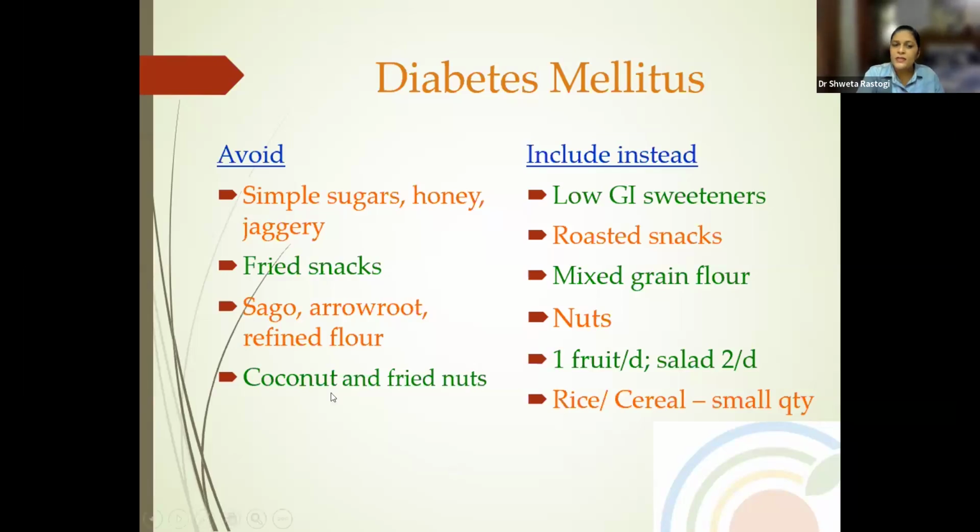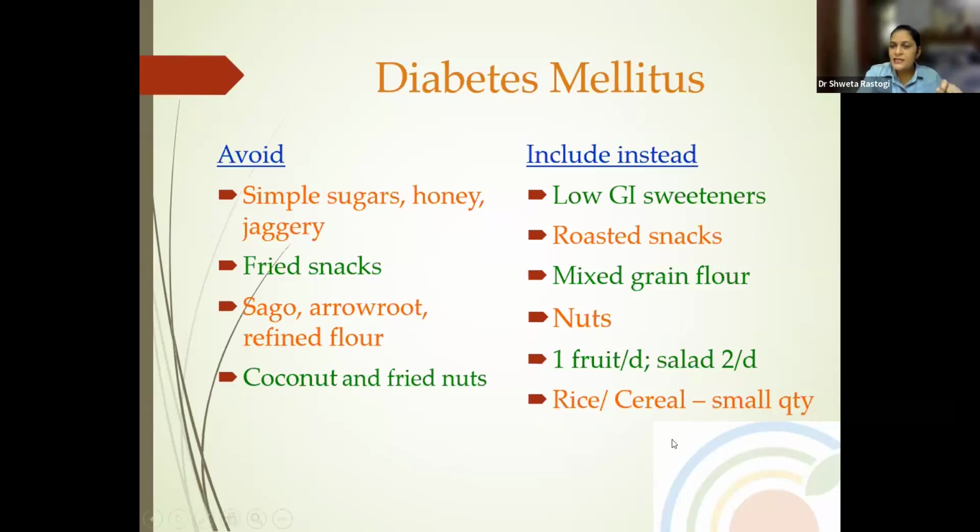So as far as possible, only those traditional dishes where you cannot do without it, add some quantity, but in your routine food, try and avoid it. Then they often ask us, will the rice increase the sugars or should I switch over to chapatis? I'm a South Indian, but then I've been asked to have a chapati.